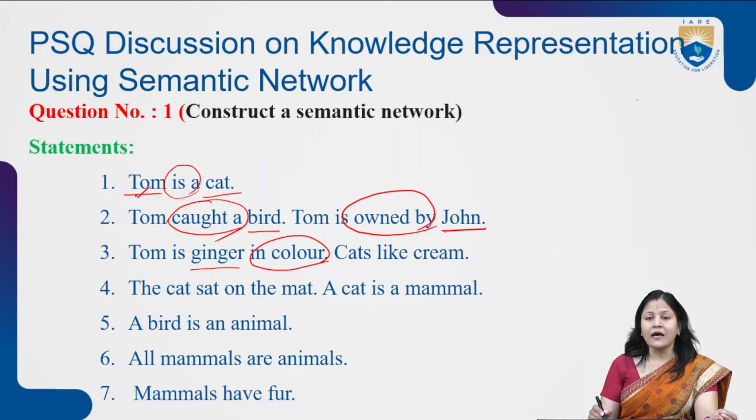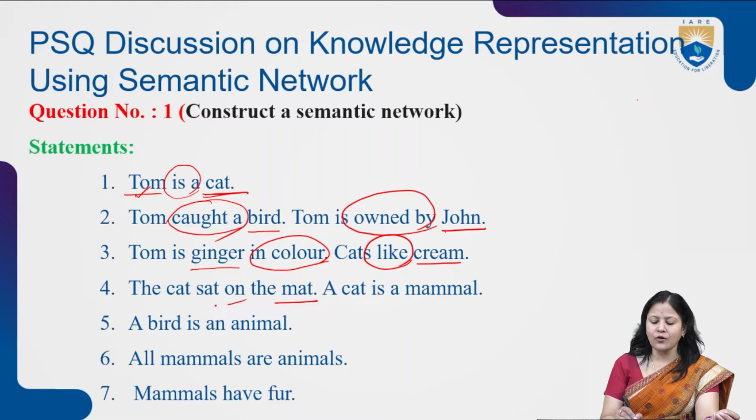Okay, now cats like cream. Already we have drawn cat as a class. So cat likes cream. So cream is another class. Like is the attribute. Okay, cream is the class and like is the attribute. Same thing, the cat sat on the mat. So cat and mat both are classes, but already we have taken cat somewhere. Here cat we have already taken one time, so I'm not underlining it. So mat is another class and sat on is the property or the relation between the cat and mat.